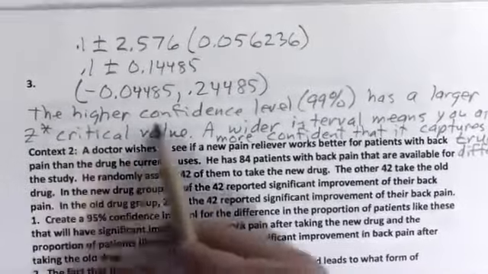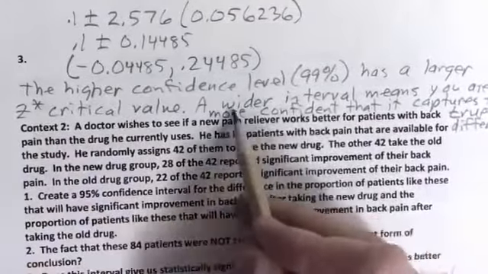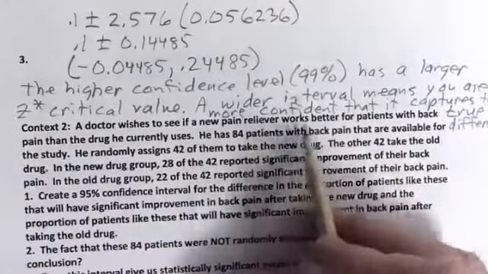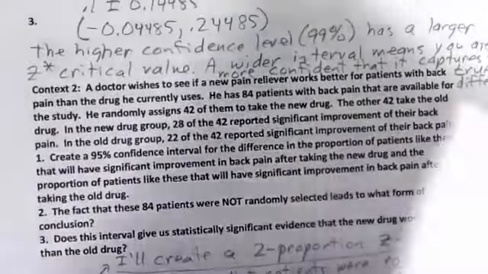And so in this case, the higher confidence level has a larger Z-star critical value. A wider interval means you are more confident that it captures the true difference. Now, I want to quickly, this is a bit of an aside, show you how to find Z-star using your calculator. This is certainly a good way to do it using a table.